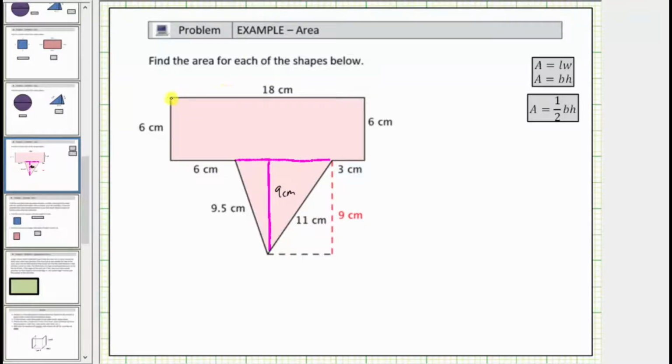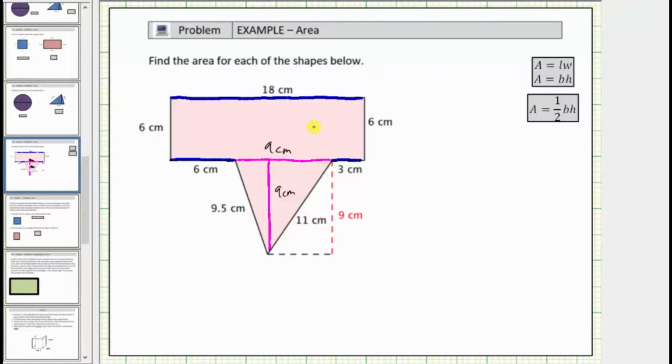Well, because this length is 18 centimeters, and this length is 6 centimeters, and this length is 3 centimeters, we do have the information we need to determine the length of this base. Notice how the base plus these two lengths must equal 18 centimeters, and therefore the base must equal 18 centimeters minus 6 centimeters minus 3 centimeters, which equals 9 centimeters.